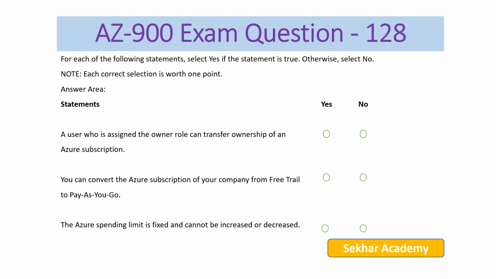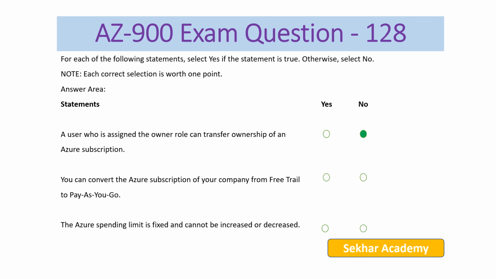AZ-900 exam question number 1 to 8. For each of the following statements, select yes if the statement is true, otherwise select no. Each correct selection is worth 1 point. So we have three statements. Let's go to statement 1. A user who is assigned the owner role can transfer ownership of an Azure subscription. The options we have are yes and no. The right answer is no, you cannot transfer the ownership. So the right answer is no.